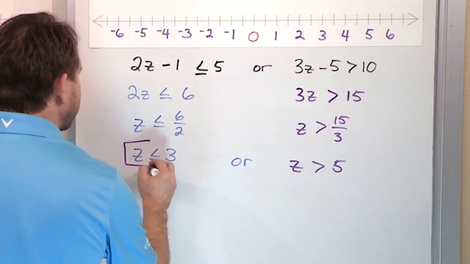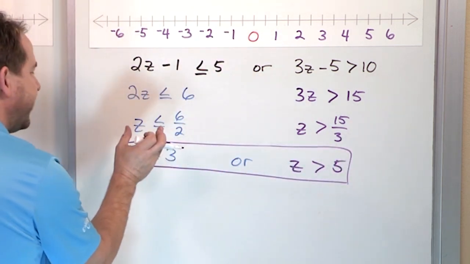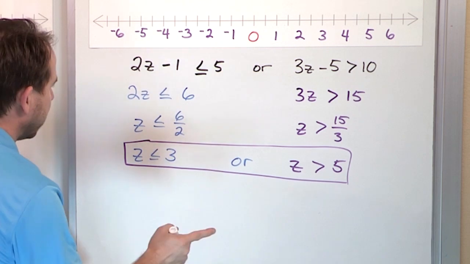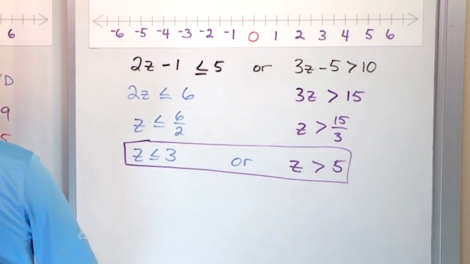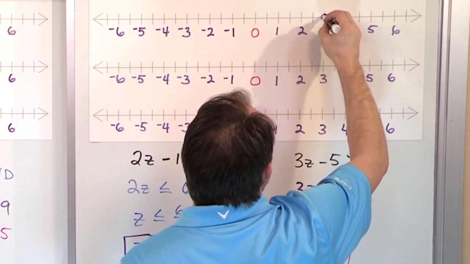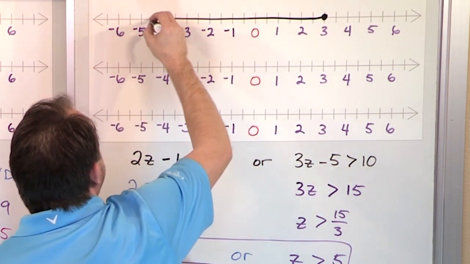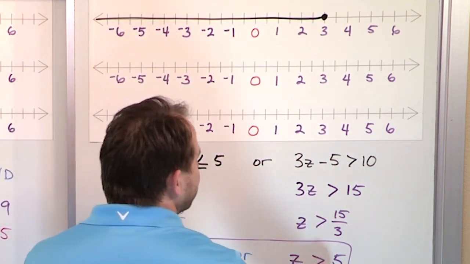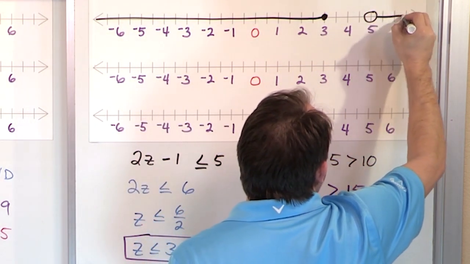So this is what you would circle on your exam as the final answer. z has to be less than or equal to 3, or z can be greater than 5. So let's go up here and see if we can understand it a little bit more by plotting it. Less than or equal to 3 means that I'm going to have a solid circle at 3, all values less than 3, or greater than 5. That means an open circle at 5, off to the right, greater than.